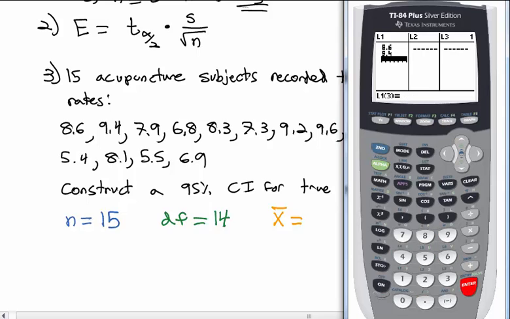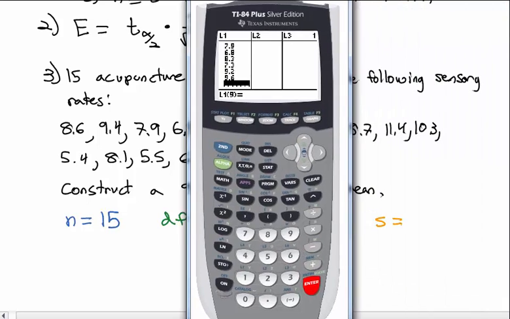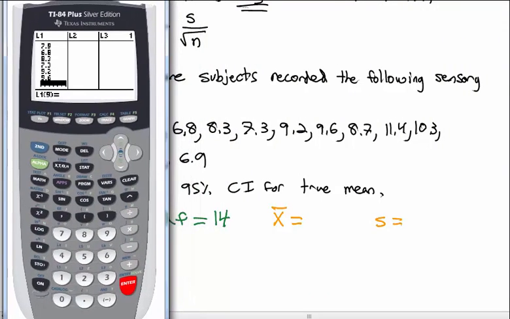9.4, Enter. 7.9, Enter. 6.8, Enter. 8.3, Enter. 7.3, Enter. 9.2, Enter. 9.6, Enter. And I'm off my screen, so we'll move my calculator over.